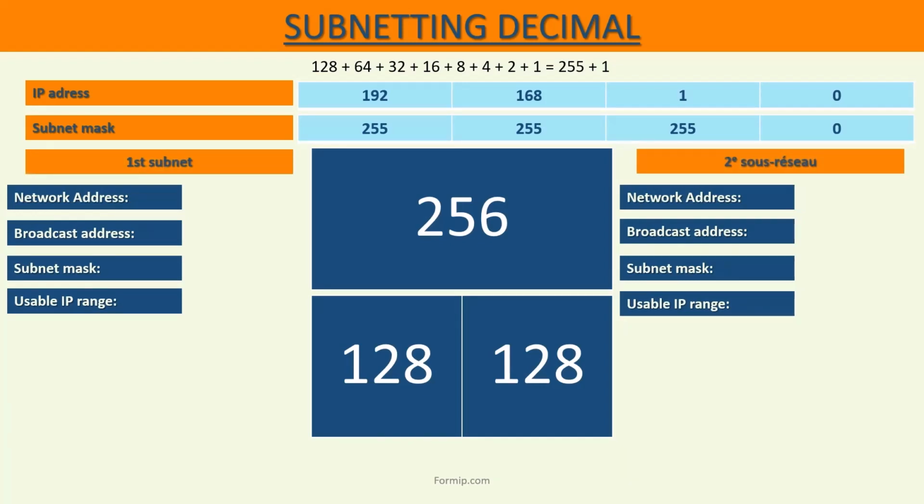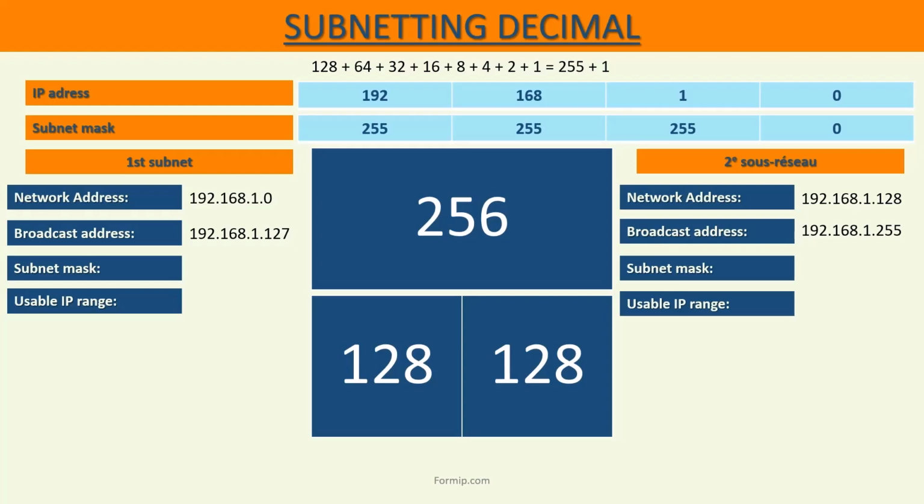For the network address, we will rely on our 2 blocks of 128. We start with the first IP. The 192.168.1.0 will be our network address for our first subnet, and the .128 for our second subnet. For the broadcast address, we know it is the last address in a subnet. For the first subnetwork, it will therefore be 192.168.1.127, and .255 for the second subnet.